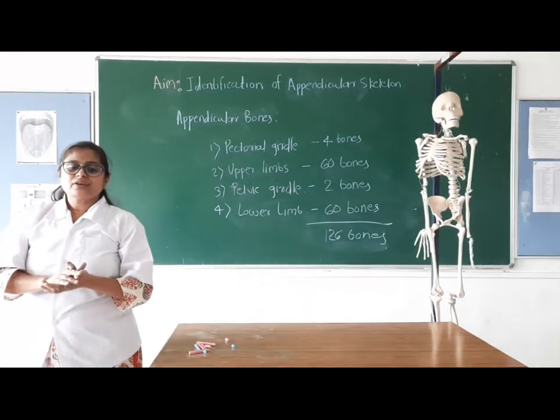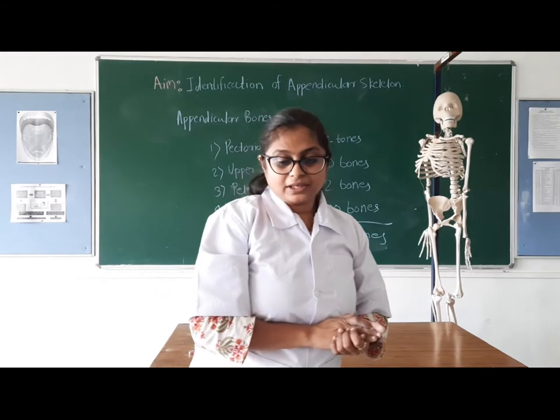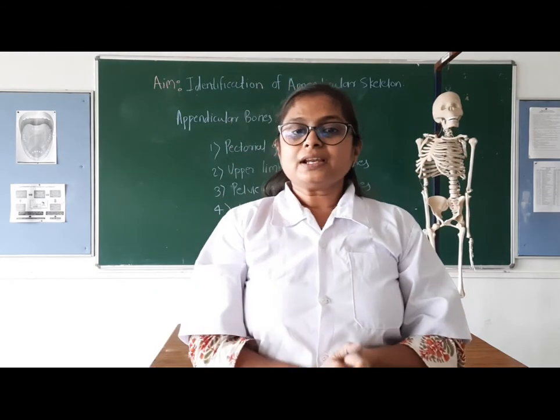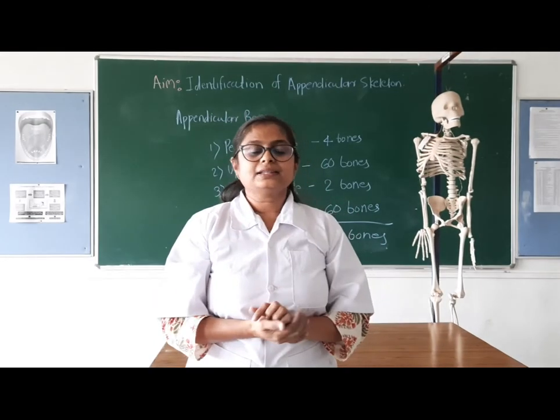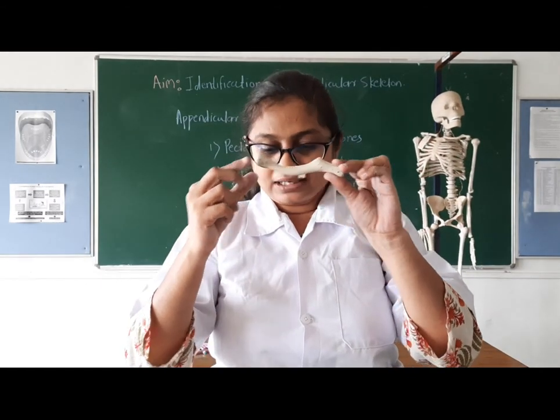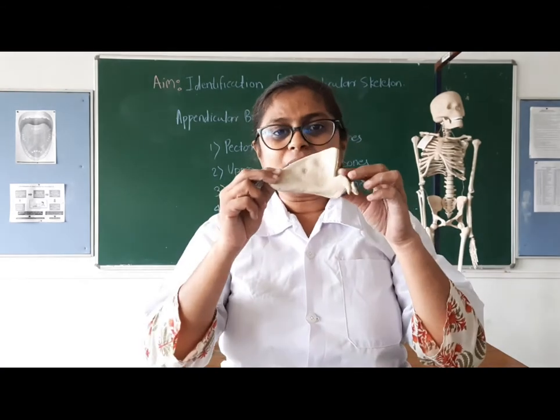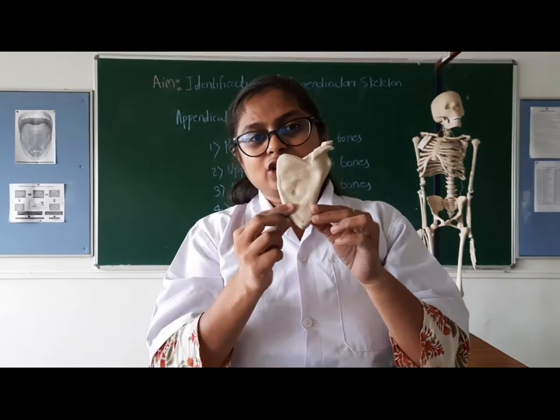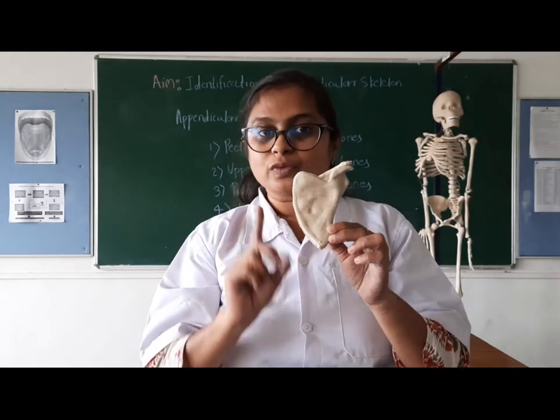Now the first one is the pectoral girdle. This pectoral girdle contains the clavicle and the scapula. The clavicle contains 2 bones and the scapula contains 2 bones. These are the clavicle; the clavicle contains 2 bones. Next one is the scapula. The scapula contains 2 bones, one on each side. These are the pectoral girdle.